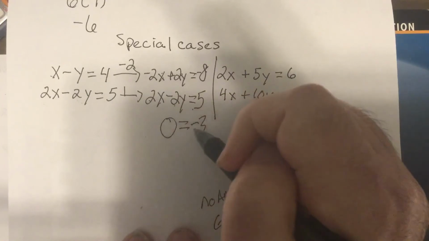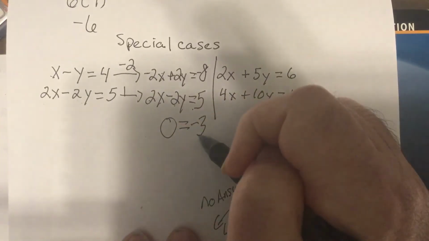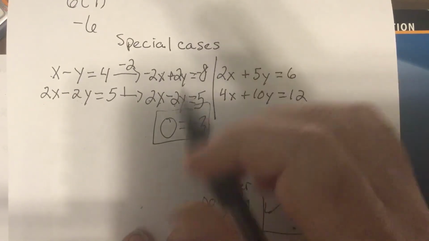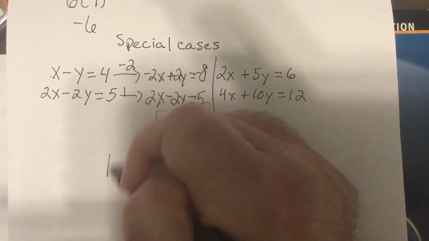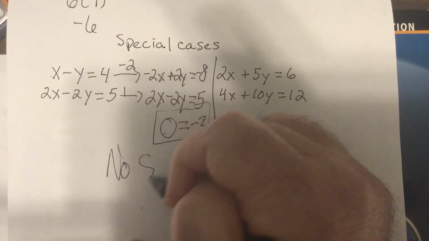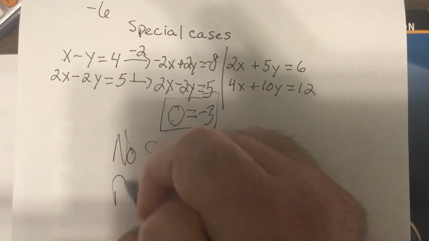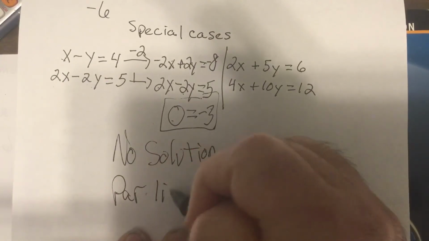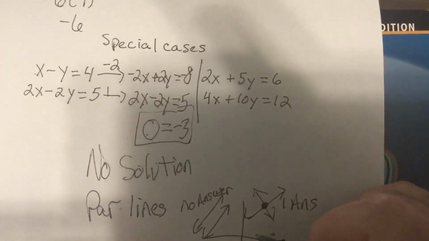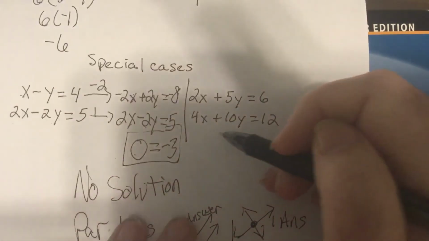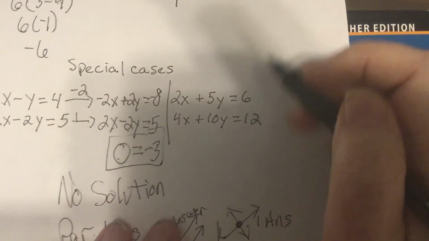So if there aren't any variables left, it has to be a special case. So 0 and negative 3, they're not equal, so that means no solutions to the problem. It means they're parallel lines. They do not intersect. This one, well, if you notice, this is exactly double this one.